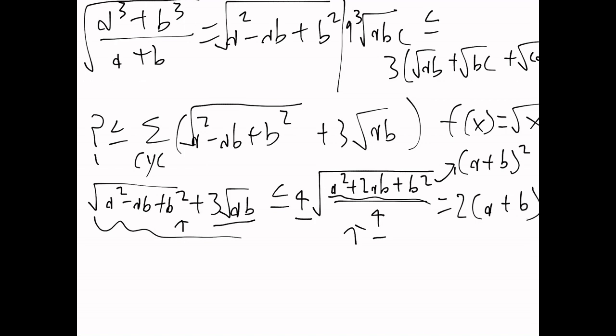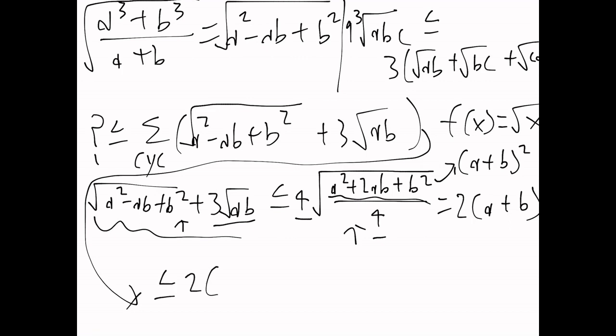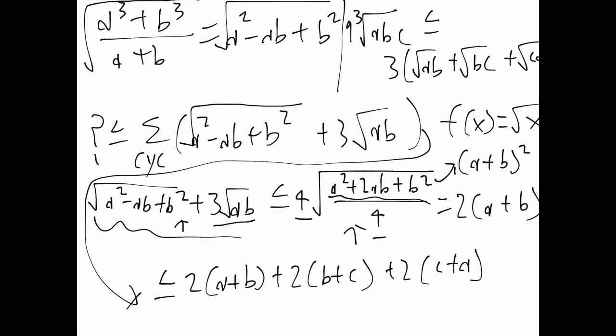And so we have that this whole cyclic sum here is really just going to be less than or equal to 2a plus b plus 2b plus c plus 2c plus a. We know this because it doesn't matter what a and b are in this situation. It could be b, c, or c, a. It's going to come up with the same result.